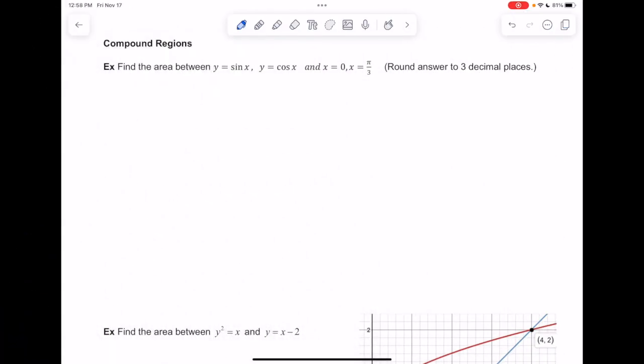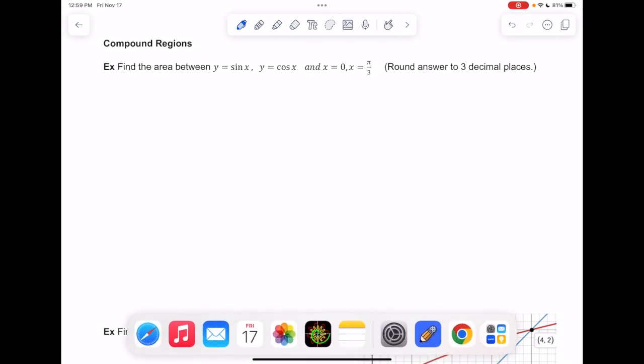All right, continuing on, our next example is one that we refer to as compound regions. So this is one where the top and bottom function can change as we go through our interval. So find the area between y equals sine of x and y equals cosine of x, and x equals 0 and x equals pi over 3. So let's start out by looking at this visually to see what they're talking about with these compound areas.